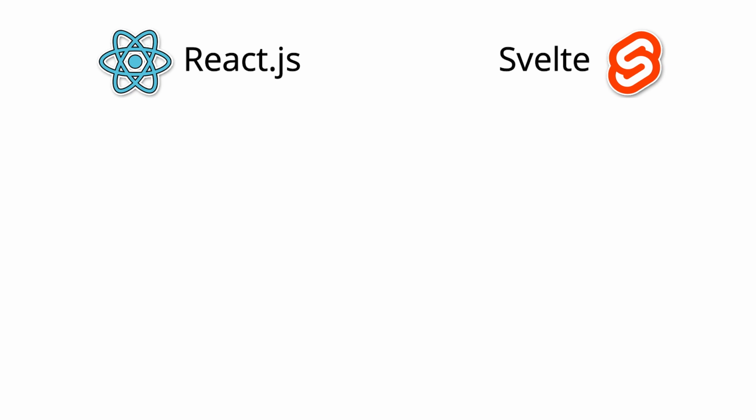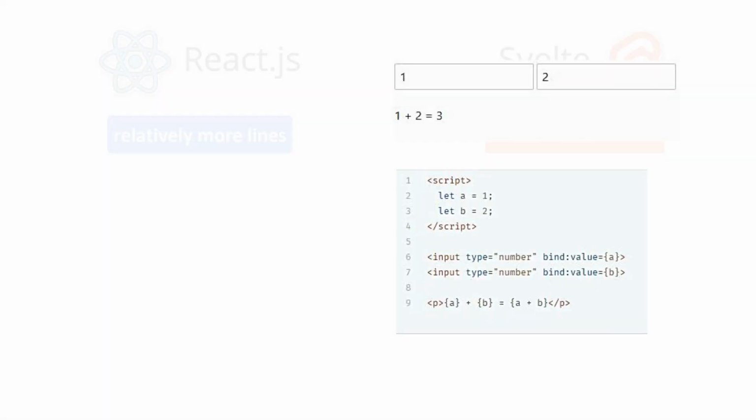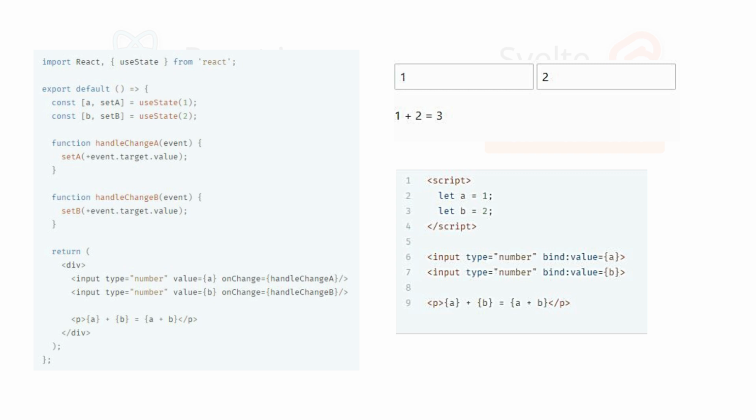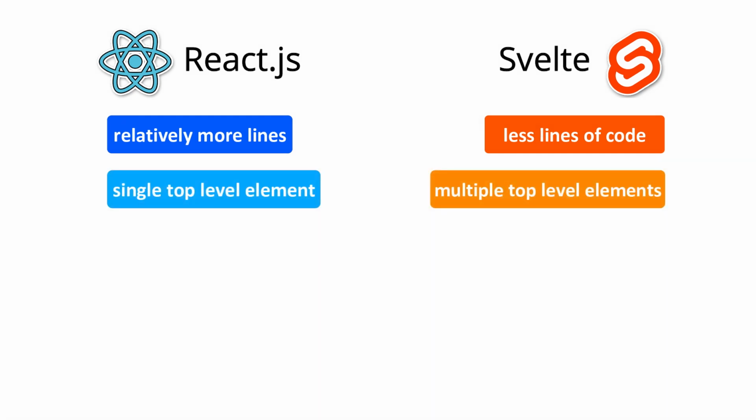Now quickly moving to the next difference, Svelte has successfully reduced the amount of code we write while at the same time maintaining great readability. To illustrate this, let's take a simple example. Here we have two input elements which are bound to two variables respectively. Now in React we have to add hooks and bind event handlers externally, whereas in Svelte you can see it's just two lines. Also, Svelte can have multiple top level elements, whereas in React it must have a single top level element, else it would be invalid code.